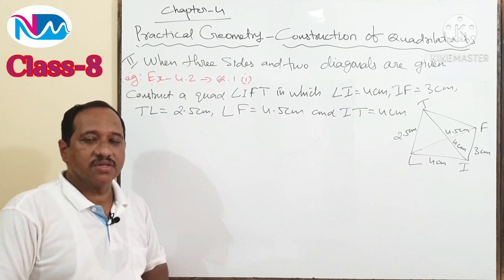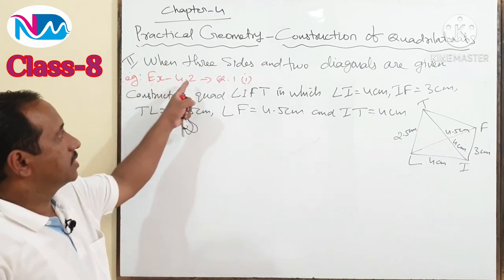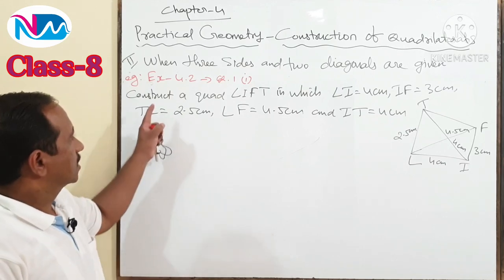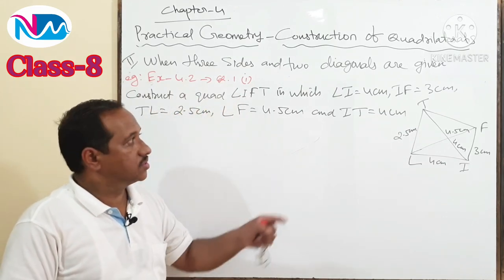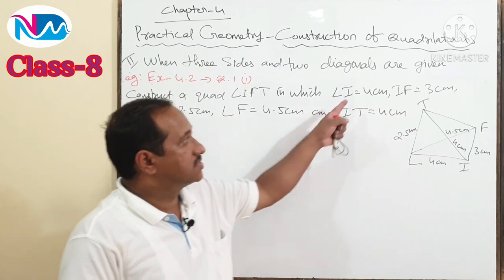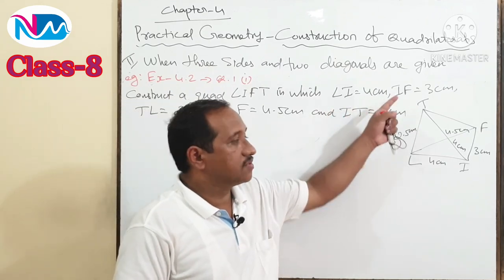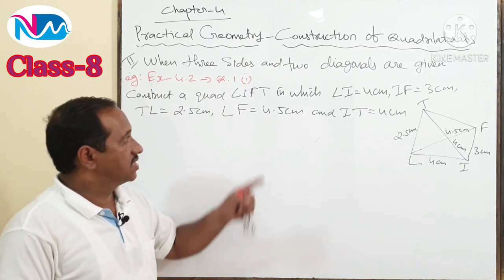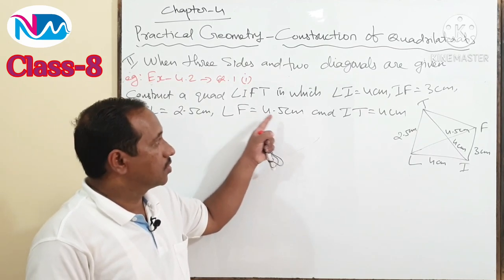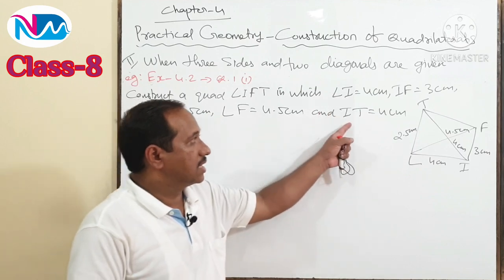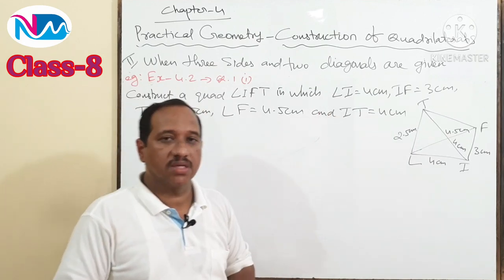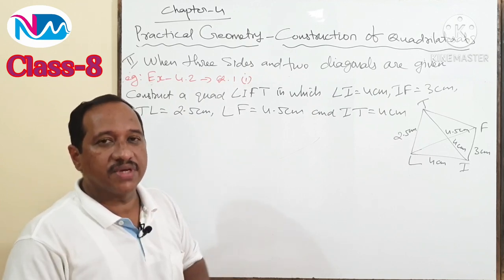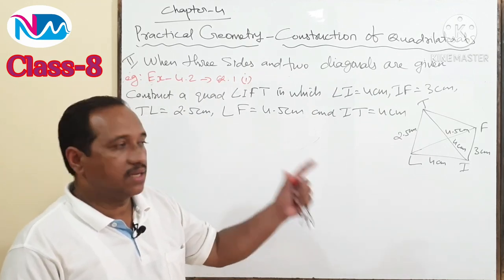As an example question, I take exercise 4.2, question number 1, first question. The question is, construct a quadrilateral LIFT in which LI is equal to 4 cm, IF is equal to 3 cm, TL is equal to 2.5 cm, LF is equal to 4.5 cm and IT is equal to 4 cm. To understand well, I draw a rough figure of quadrilateral LIFT here.